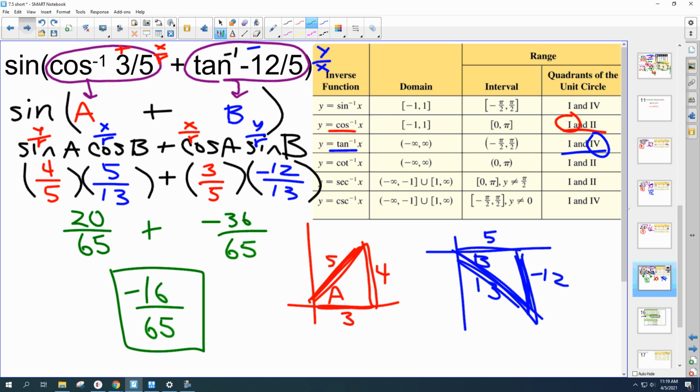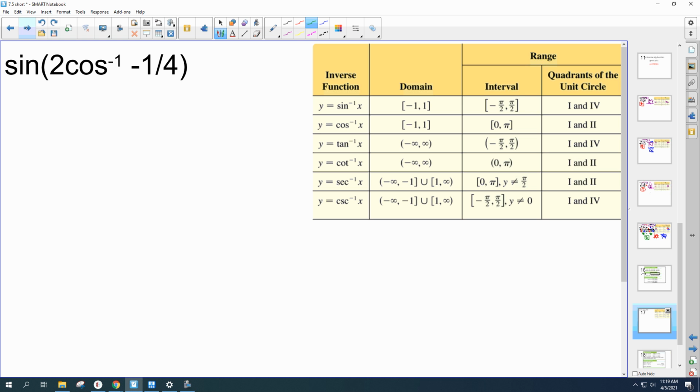One more. Okay, one more. Just trying to show you that they're all pretty much the same. Doesn't matter how hard it looks. They all hinge on this knowledge that an inverse trig function is an angle. If you don't know that an inverse trig function is an angle, then you're going to have a hard time.